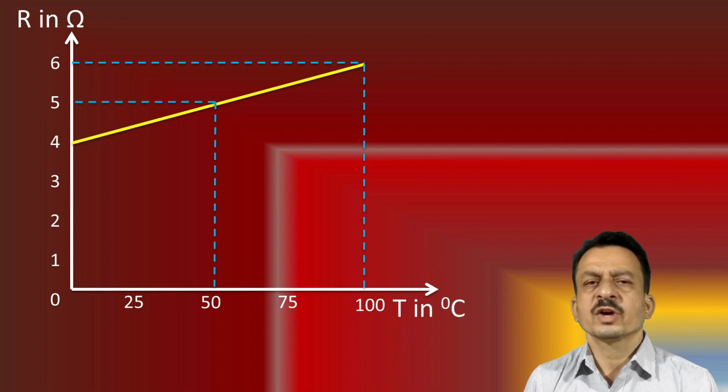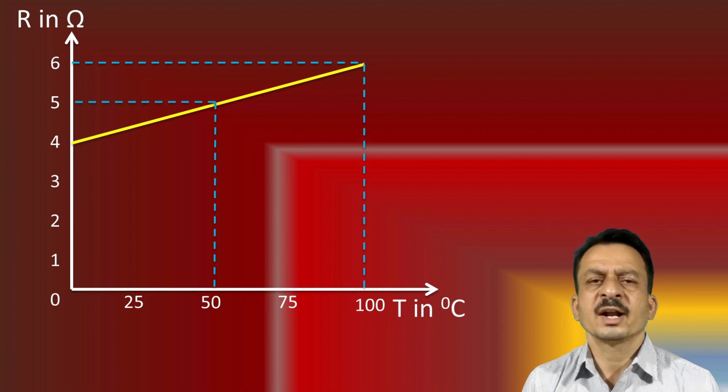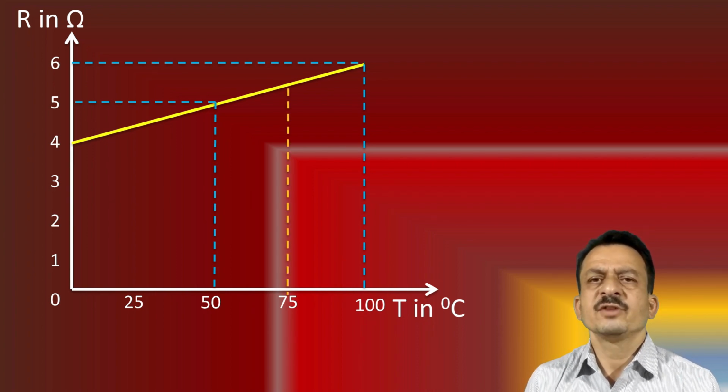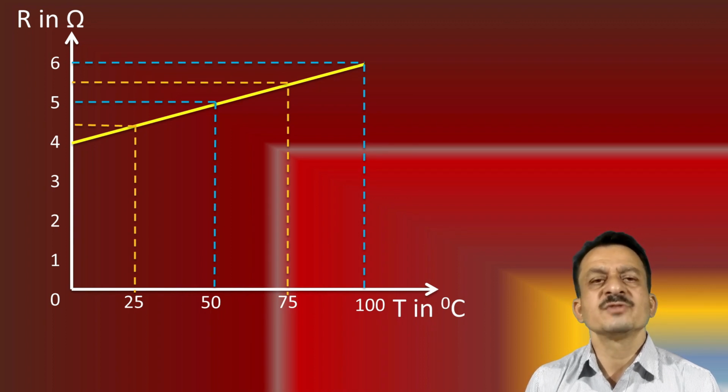With this graph you can estimate the resistance at 25 degrees, 50 degrees, 75 degrees, any value, if you know the graphical values correctly. Now at 75 it is obviously 5.5, and at 25 it is obviously 4.5 ohms. Like this we can easily analyze the value of the resistance without doing any calculation.